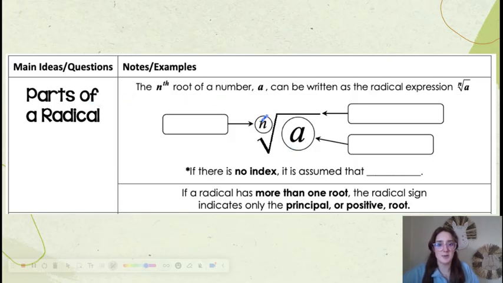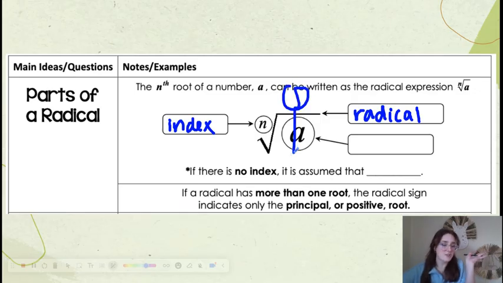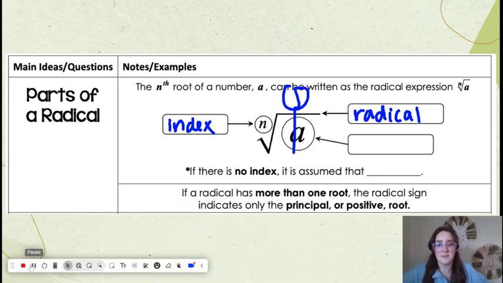All right, so parts of a radical. Let's start with this symbol here. This is the radical symbol, this like square root, the radical. And then this number here, the n, is called the index. You can almost imagine it's like a waiter, like a person holding a tray, right? So that waiter is holding that number.